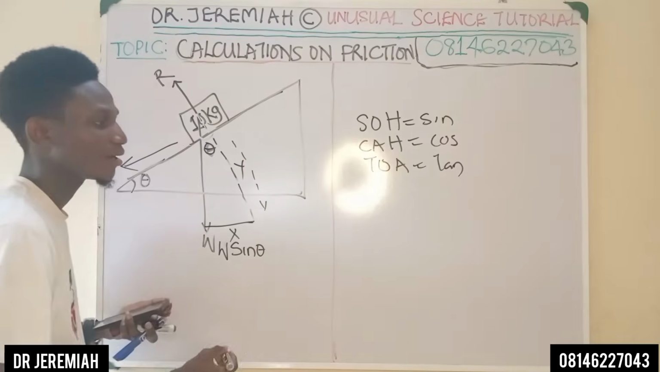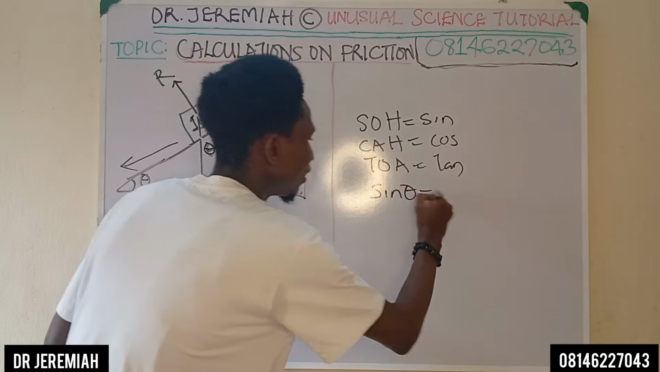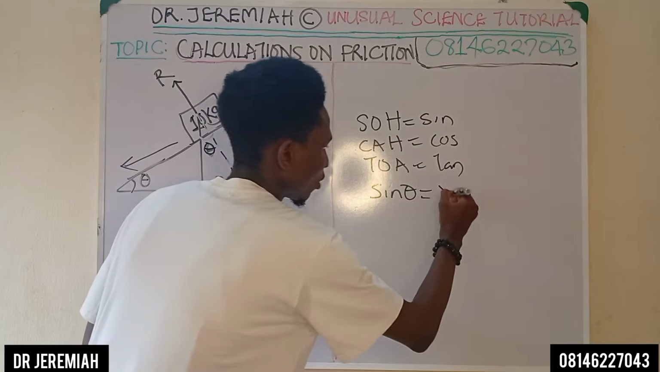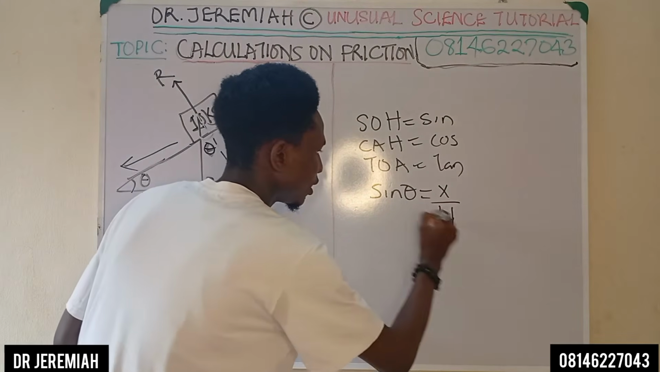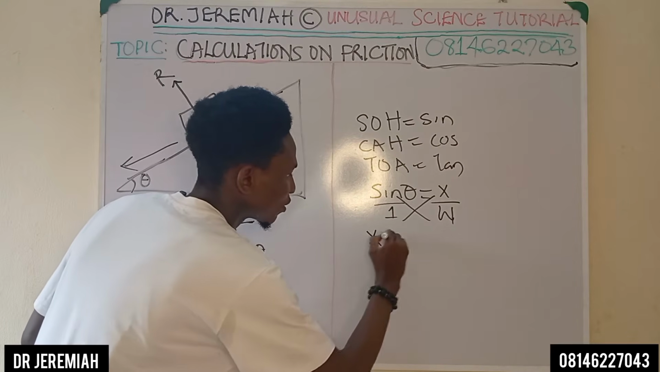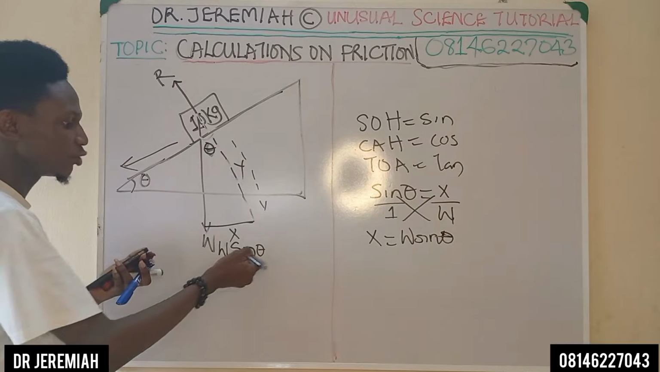How is it sine theta? I told you opposite over hypotenuse. So just follow me, sine theta equals x, opposite, over hypotenuse. What's the hypotenuse? The weight. Now if you cross multiply, you make this over 1, you're going to get x equals W sine theta. So you see, this is W sine theta.